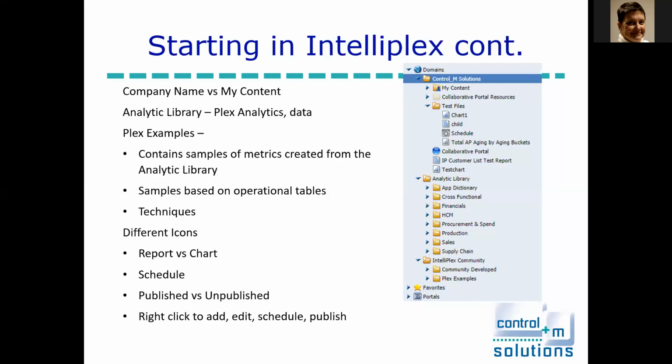The gray are unpublished. If I've created a report under my own ID at the company level and I have not published it, other people will not be able to see it when they sign in. If I publish it, then it is available to everyone in the community. At this point, I can right-click on a file or on a chart or on a schedule. I can edit them, I can publish them.